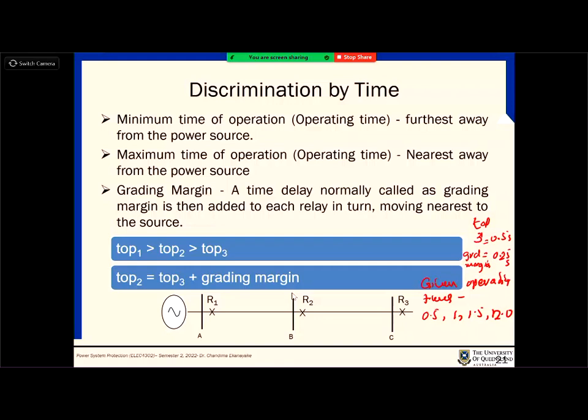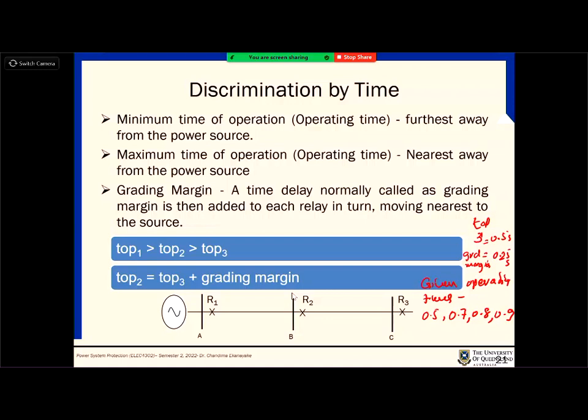Because, okay, to make it clear, I will change this like this. These are the operating times. Which one do you select? These are the given operating times for relay 2. Which time would you select? 0.8, correct. Why is that? Why don't you go for 0.7?